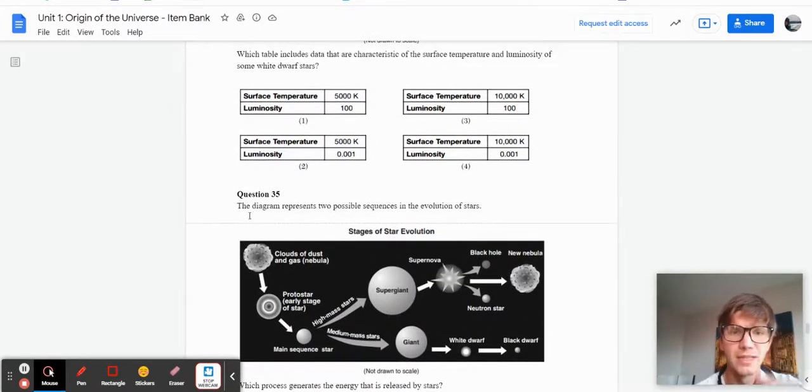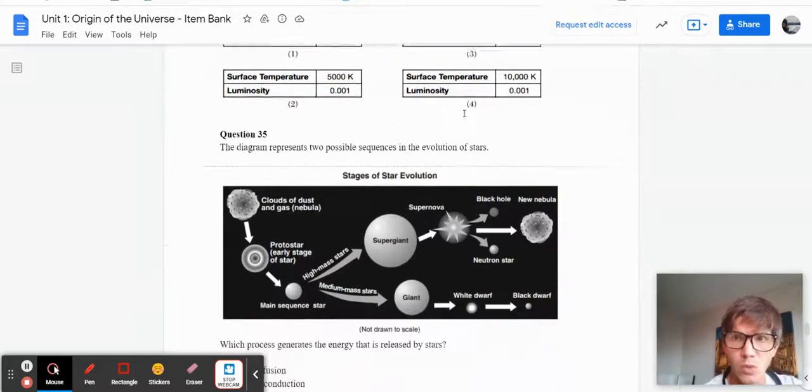Another question on this evolution of stars diagram. Whoa, sorry about that.